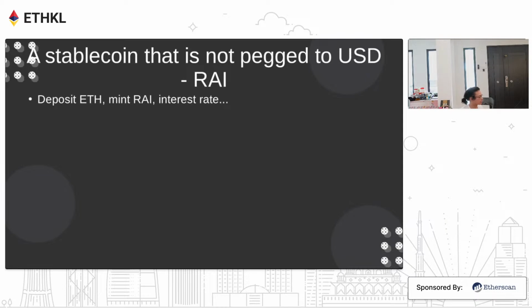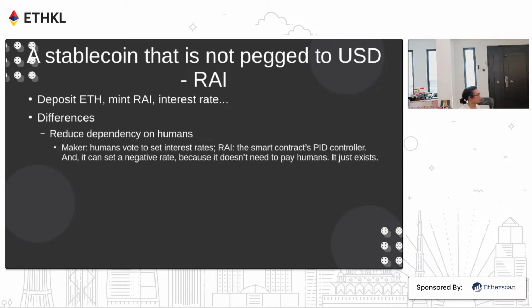So basically it's a fork of DAI, single collateral DAI. And the mechanism is still the same, except now the whole point of RAI was to reduce dependency on humans to a minimum, which means in Maker, humans vote to set rates, as you said before. But in RAI, there is a PID controller inside the smart contract, and it can set a negative rate because it doesn't have to pay humans. It just exists on the blockchain.